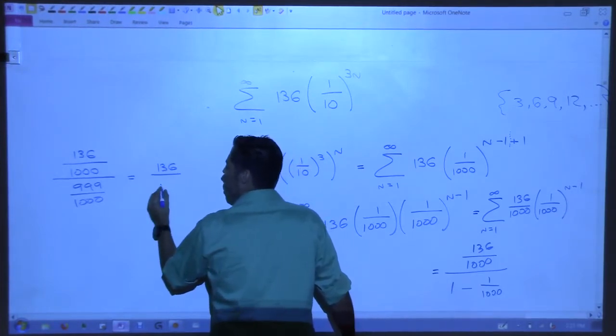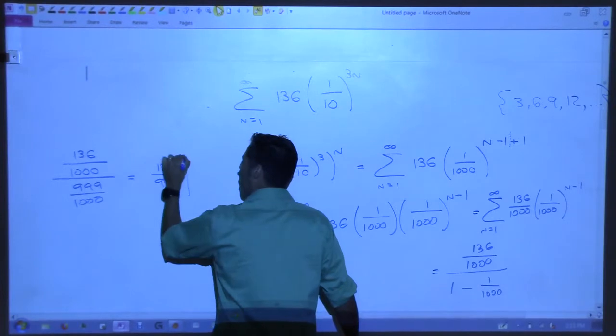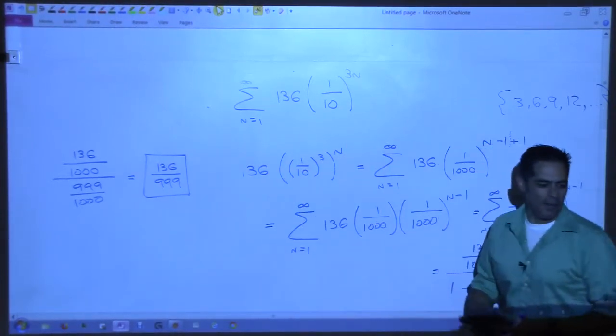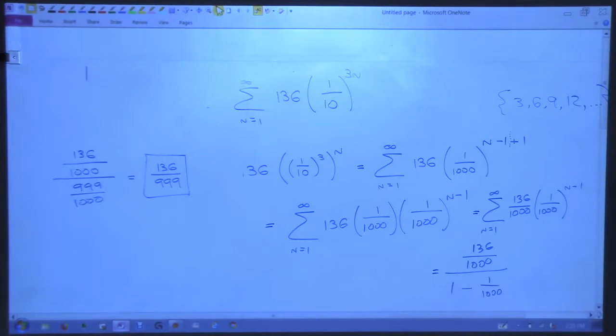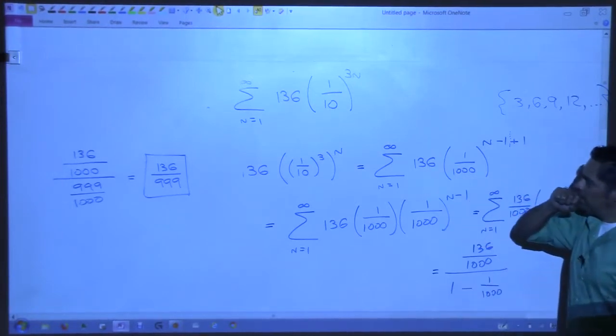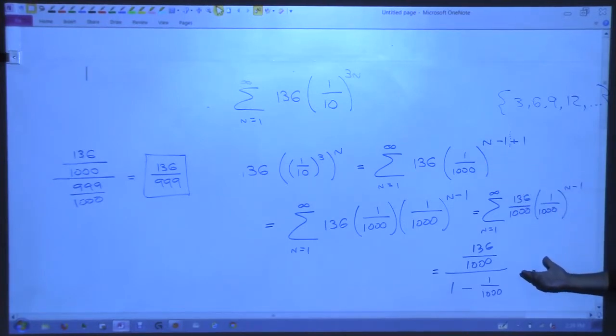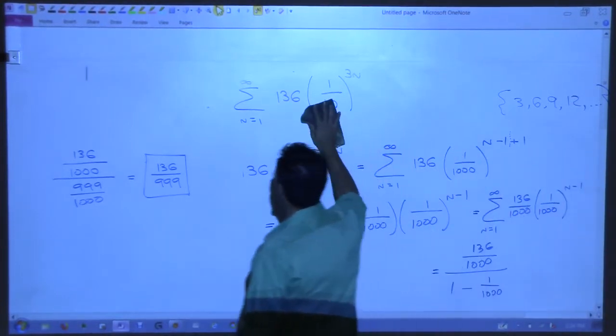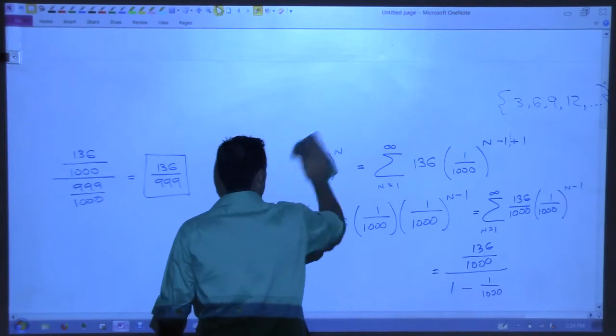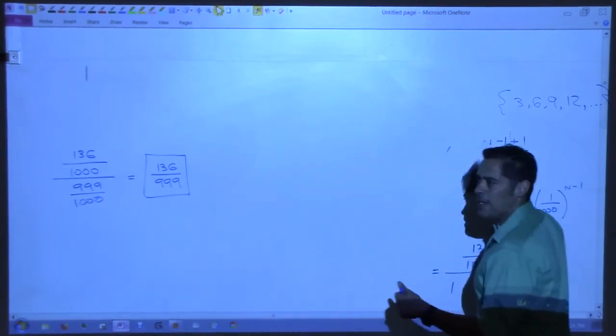136 over 999. Now, get on your calculator and type in 136 divided by 999, and you're going to get 0.136, 136, 136, 136. Now, does this seem very useful? Probably not, right? But do you see how I turned a repeating decimal into a geometric series? Okay. There's a lot of stuff happening in here. This actually turns out to be really awesome because this works for any repeating decimal.